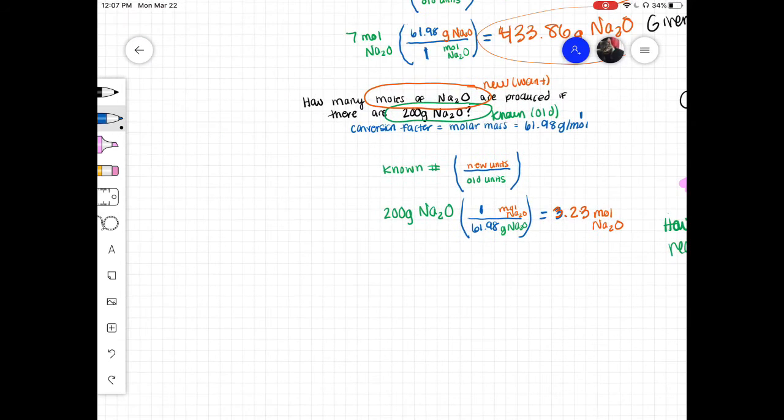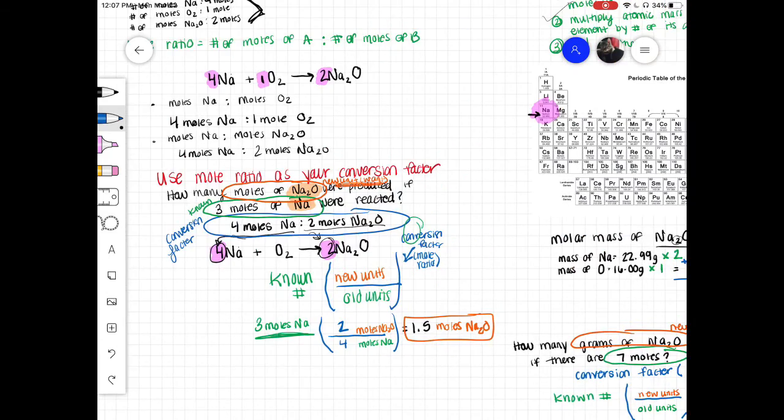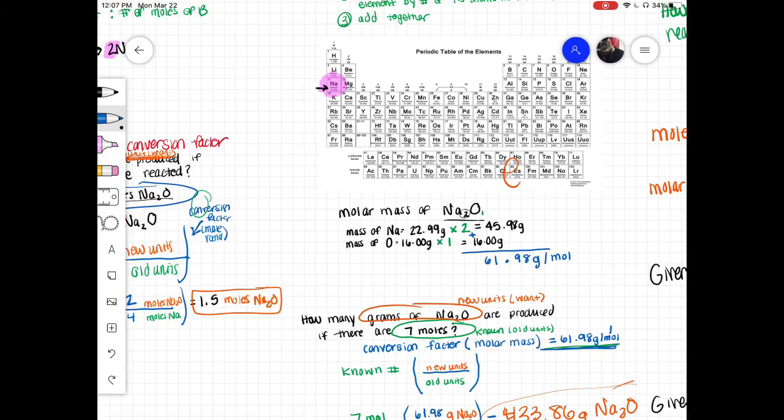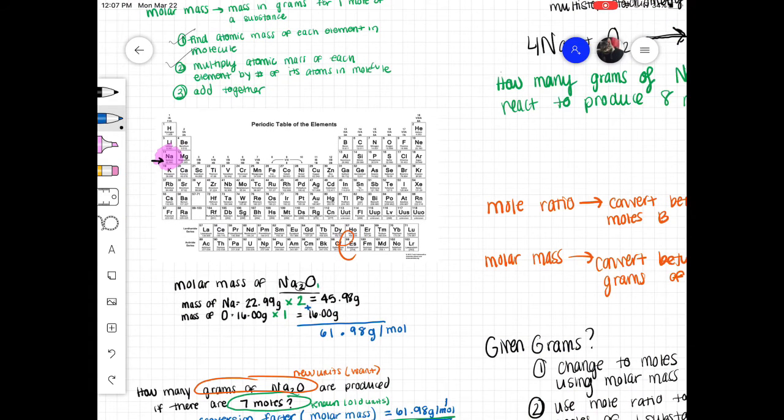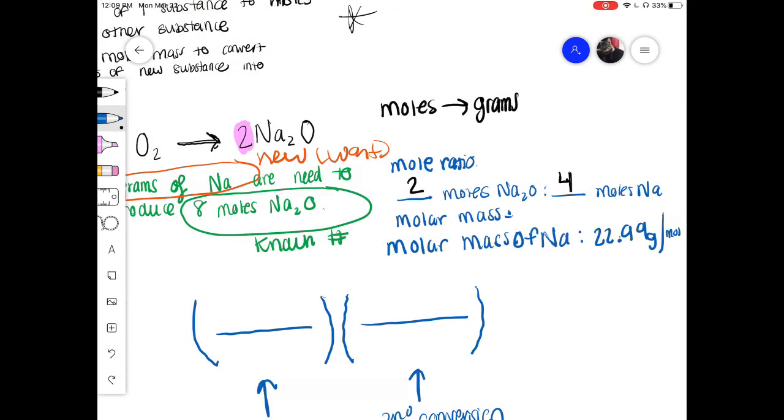And so we know from our molar mass that our molar mass is the atomic mass times the number of atoms in 1 mole. So in 1 mole of Na, we just have one Na atom, and therefore our molar mass for Na is going to be the same as the atomic mass, which is 22.99. We know our molar mass of Na is 22.99 grams per 1 mole.